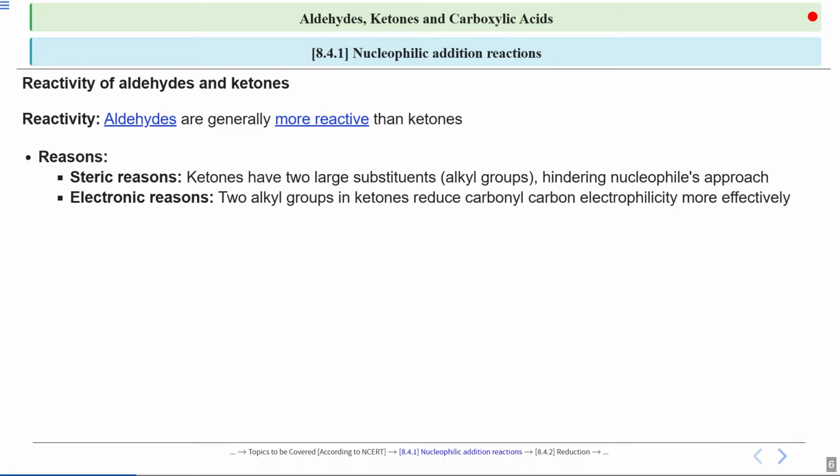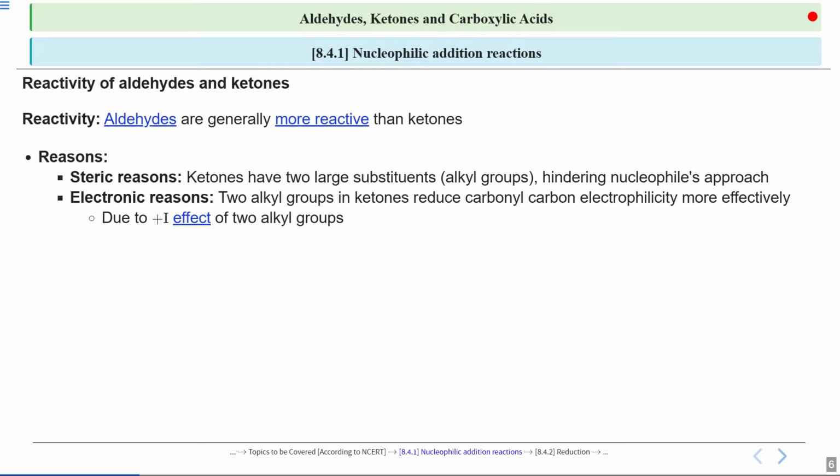The second reason involves the electronic effects. Now ketones have two alkyl groups that donate electrons to the carbonyl carbon. We all know that alkyl group has plus I effect. So they donate the electrons to the carbonyl carbon, which reduces its positive charge and makes it less attractive to nucleophiles. Because now the carbon will not be that electrophilic, because the alkyl groups are donating the electron density. So it will reduce its positive charge and make it less attractive to the nucleophiles. And the reason is the plus I effect of the alkyl groups.